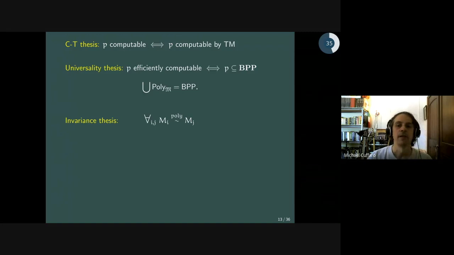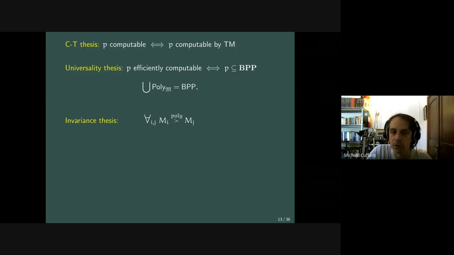There's also what I think is a more interesting thesis, but it's related to the universality thesis. So we'll see later why I think it's more interesting. And this thesis is what I'm going to call the invariance thesis. What this thesis says is that given any two models of computation, MI and MJ, an efficient solution to a problem in model MI is convertible to a solution under model MJ using only at most a polynomial number of extra time steps, right?